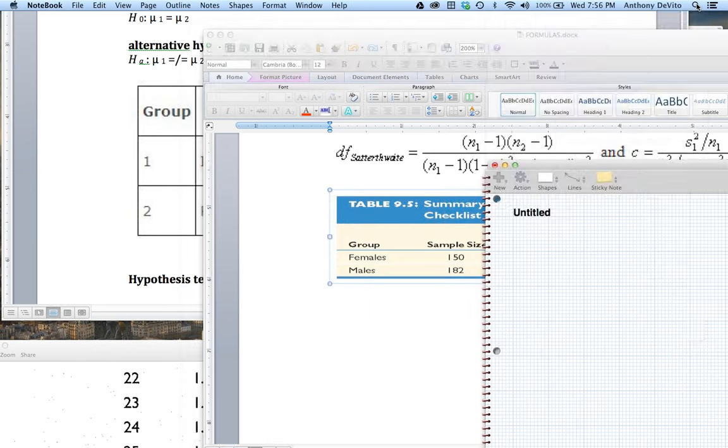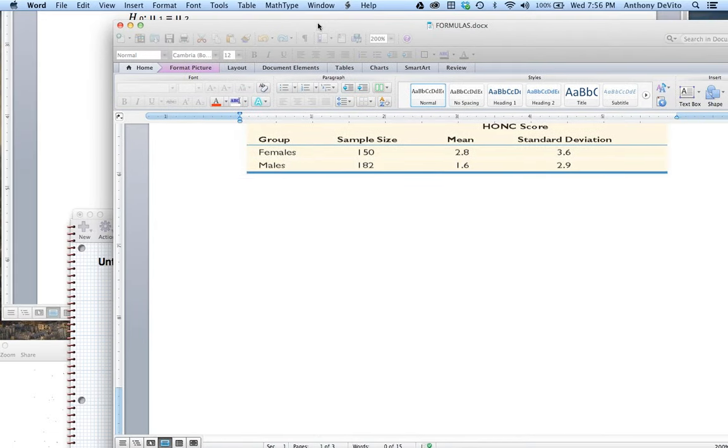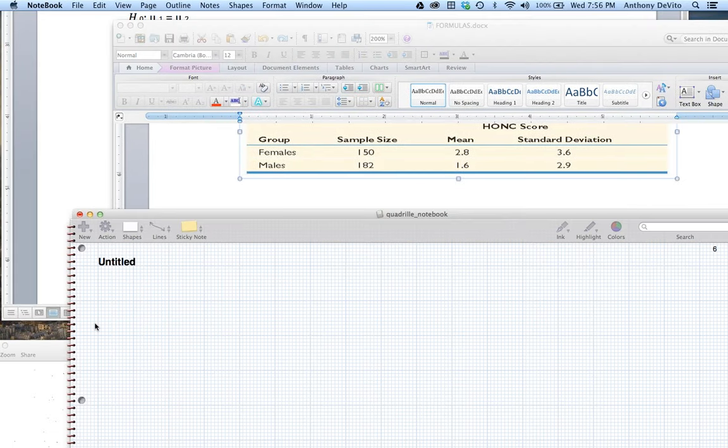Okay, so let's see if I can do this now. First thing I'm going to do is write down all my different values here.